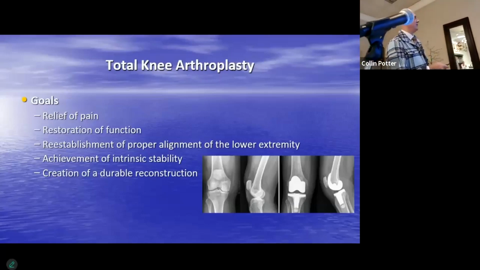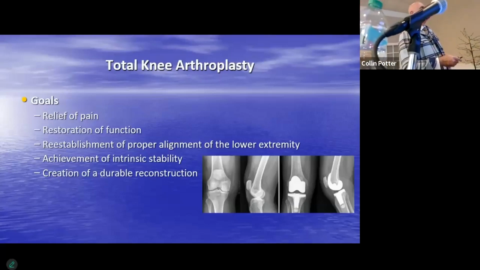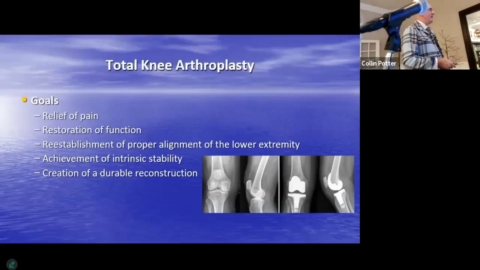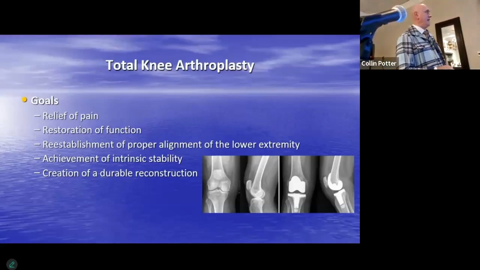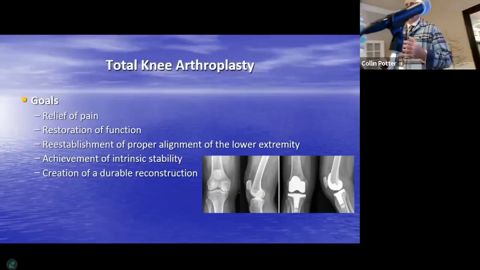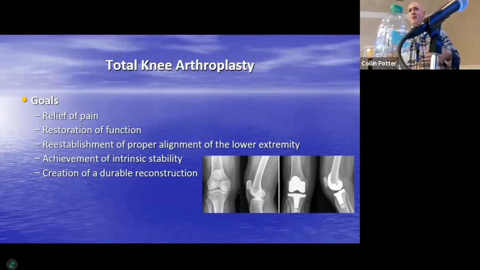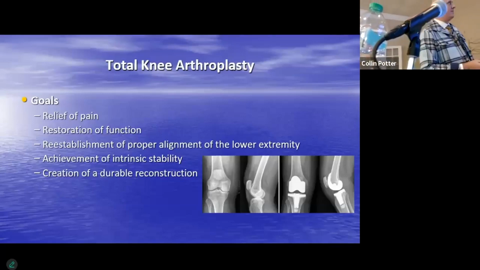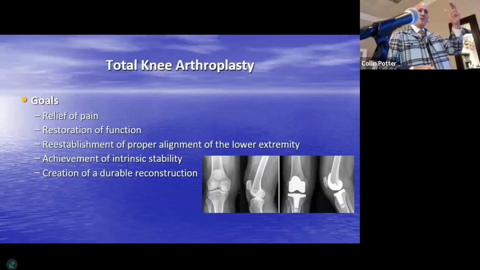And I think these goals of knee replacement are rather obvious. We want to get rid of pain, restore function. We want to restore alignment. That's usually a byproduct of the surgery. Achieve some level of stability for that patient. And then something that's durable, something that's not going to be disrupted in about 6 months. We want 12, 15, 20 years of lifespan for these procedures.